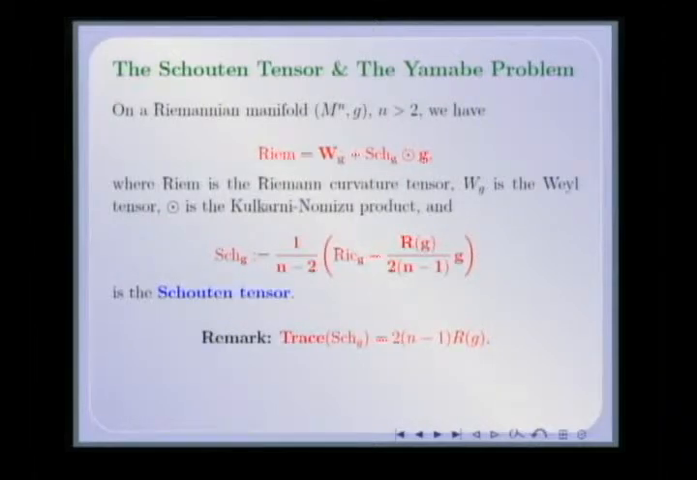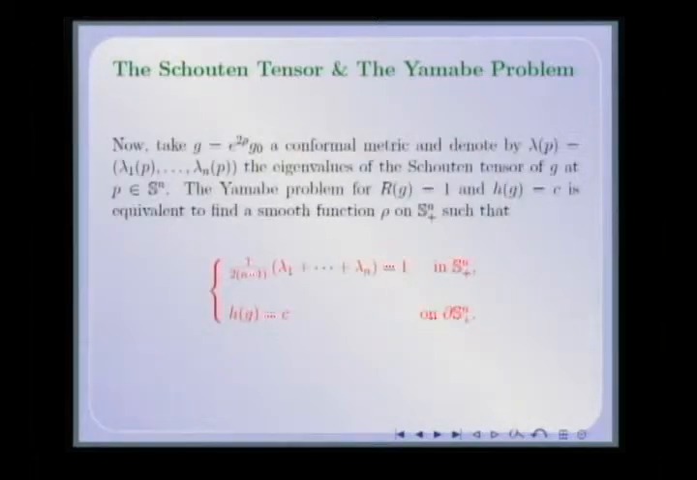As a remark, we have to say that the trace of the Schouten tensor is nothing but a constant, depending on how you normalize, times the scalar curvature. Therefore, we can rephrase the problem as the following. Take a conformal metric on the sphere, and by lambda, denote the eigenvalues of the Schouten tensor of the new conformal metric g. And fix the new scalar curvature of the problem to be 1.